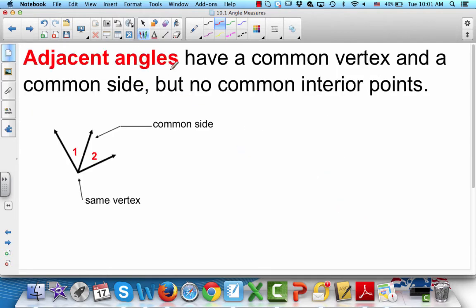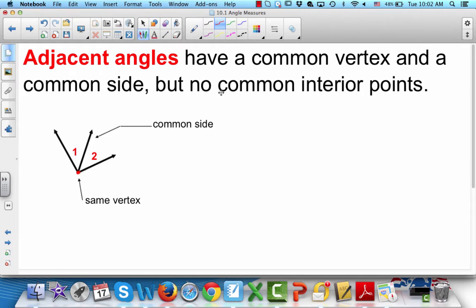Adjacent angles, another vocabulary thing that we need to know here, have a common vertex and a common side, but no common interior points. Okay, let's see what this means now. Adjacent angles have a common vertex. All right, there's angle 1, there's angle 2, there's the vertex of angle 1, and angle 2 has the same vertex.